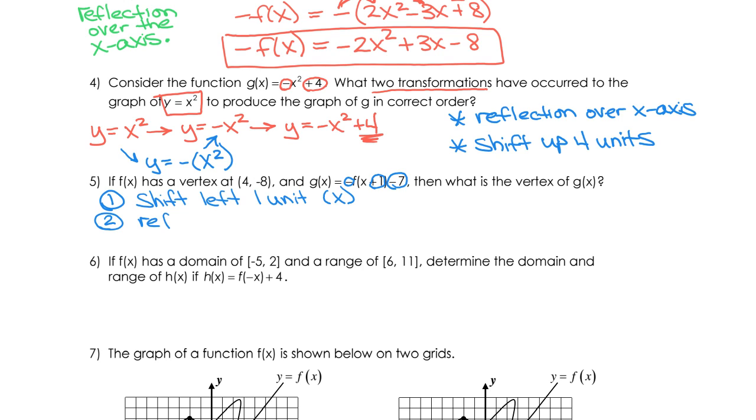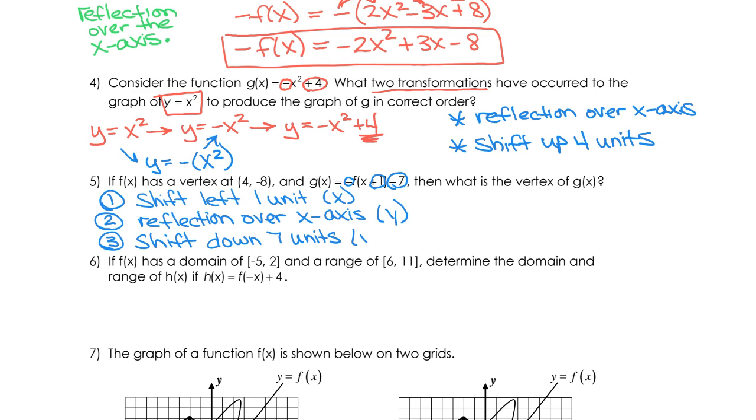So this is a reflection over the x-axis. But because it's a reflection over the x-axis, remember that it's going to affect the y-coordinates. And then the third one, all the way to the right-hand side, you see that minus 7. And so we're back to being a shift. And that is down 7 units. Because you're going down, that's going to affect the y. So you guys can see that the only things that affect the x are the things grouped with the x. The only thing that was grouped with the x was the 1. And all the other ones are going to affect the y.